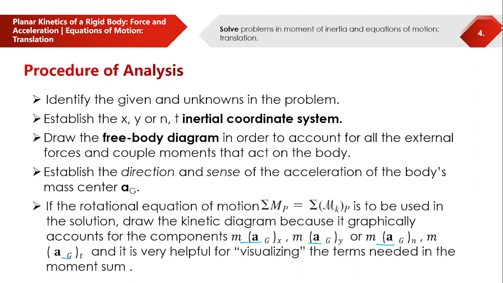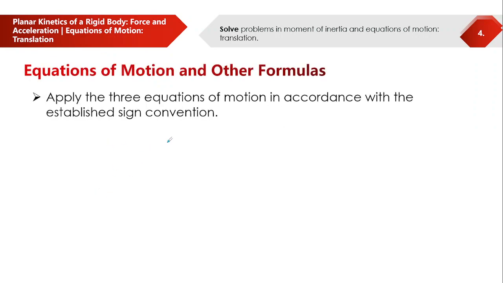Okay? Next, after you establish the kinetic diagram, apply the three equations of motion in accordance with the established sign convention. Again, magagamit talaga yung tatlong scalar equations mo, yung summation of all forces along x, summation of all forces along y, and then summation of all the moments at point something. Okay? Point A, point B, whatever. Okay? And then establish sign convention as well galing sa free body diagram mo or sa kinetic diagram mo.